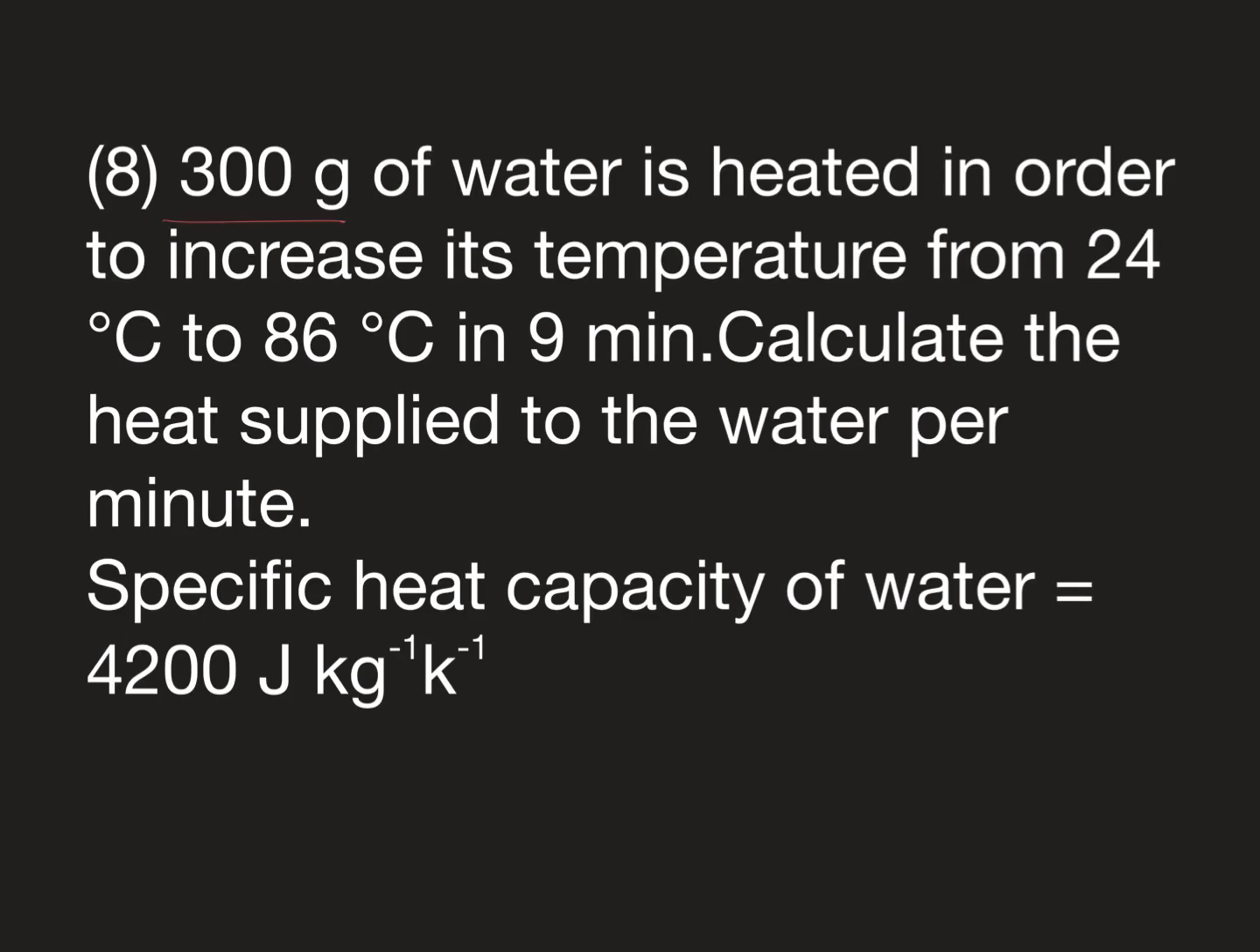800 grams of water is heated in order to increase its temperature from 24 degrees Celsius to 86 degrees Celsius in 9 minutes. Calculate the heat supplied to the water per minute. Specific heat capacity of water is 4,200 joules per kilogram per Kelvin. Solution.